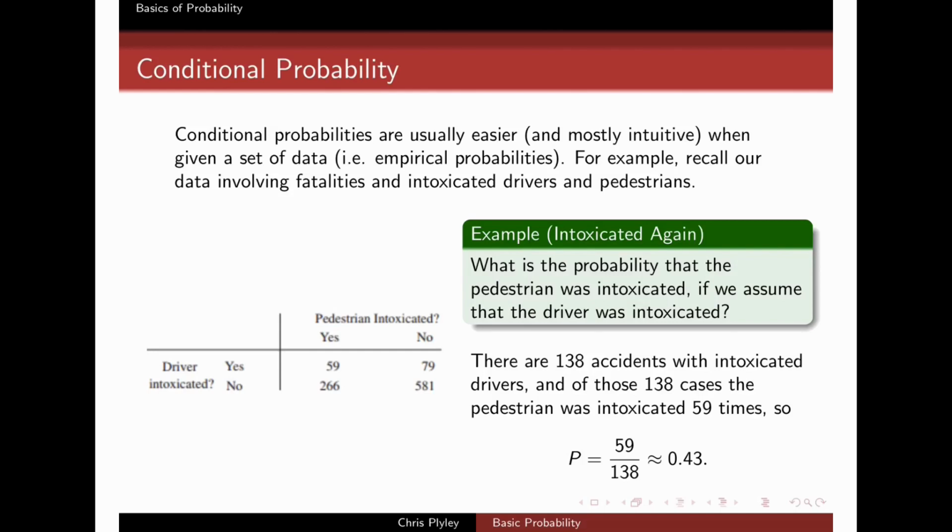So the probability of the pedestrian being intoxicated, given the assumption that the driver was intoxicated, is 0.43 or 43%. I can read this by saying something like 43% of the time the driver was drunk, the pedestrian was also drunk. Think about how easy that sentence is to understand. 43% of the time that the driver was drunk, the pedestrian was also drunk. And that's exactly what this means, right?